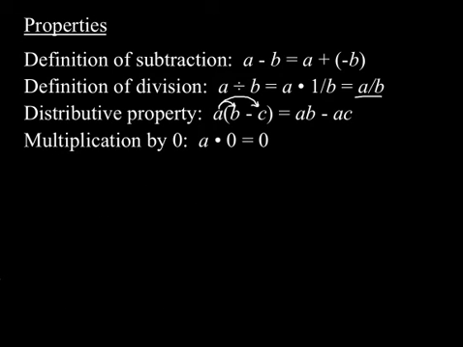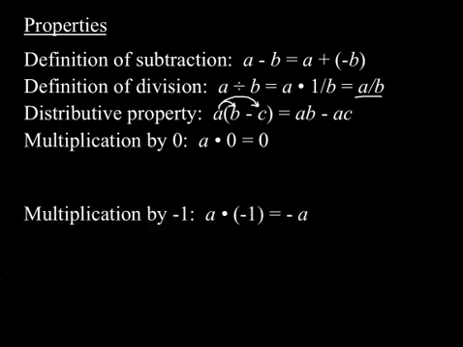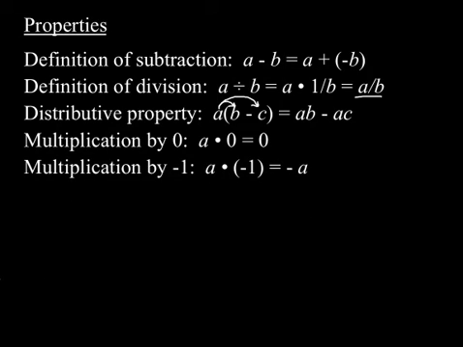Multiplication by 0. This is your favorite one. You multiply by 0, and the answer is always 0. Multiplication by -1. If you take any number and multiply by -1, the answer is its opposite.